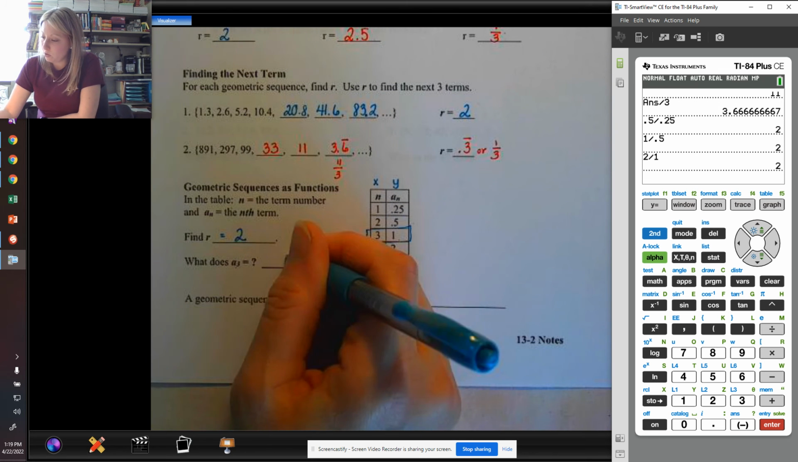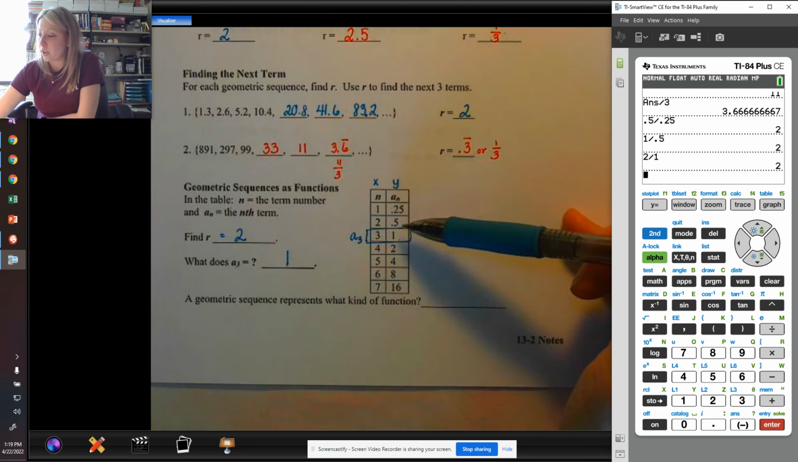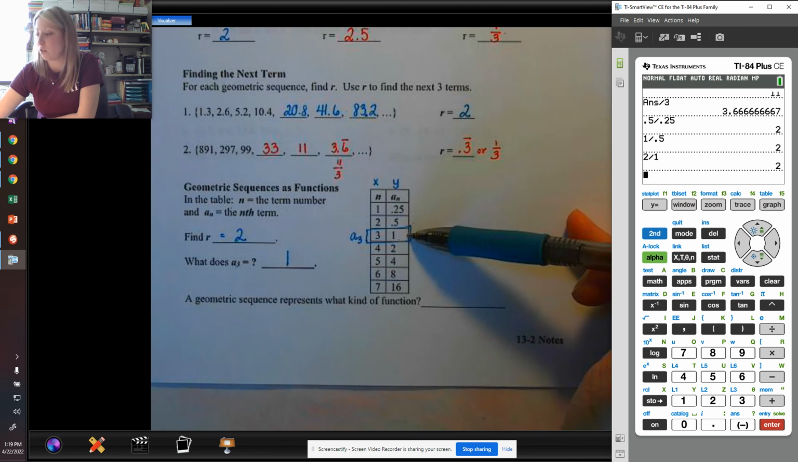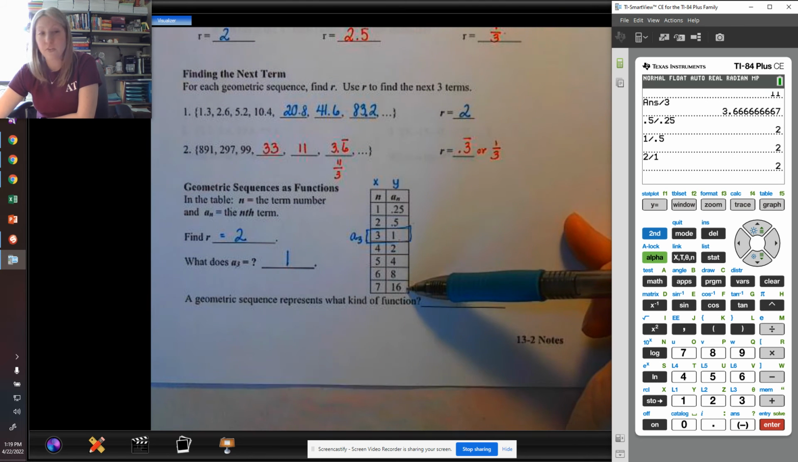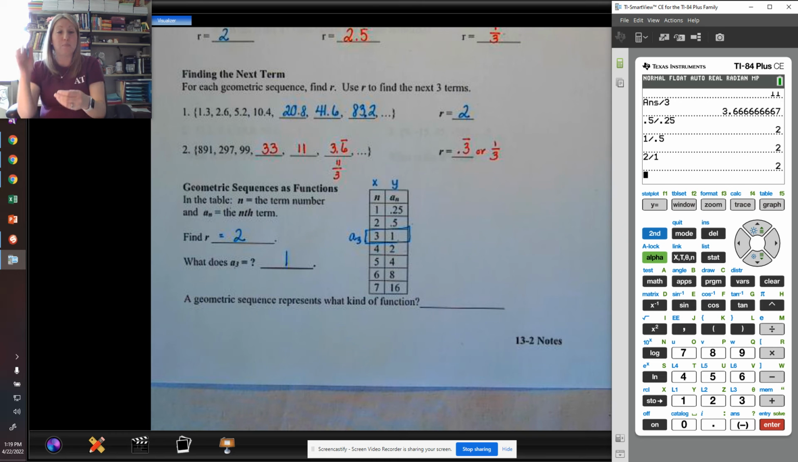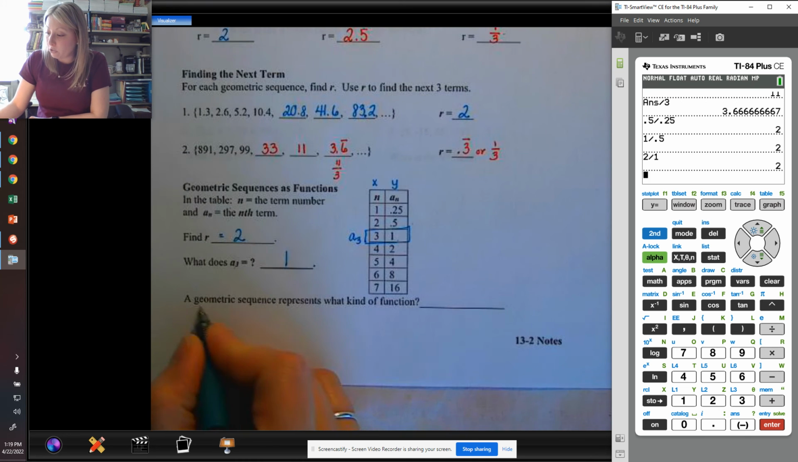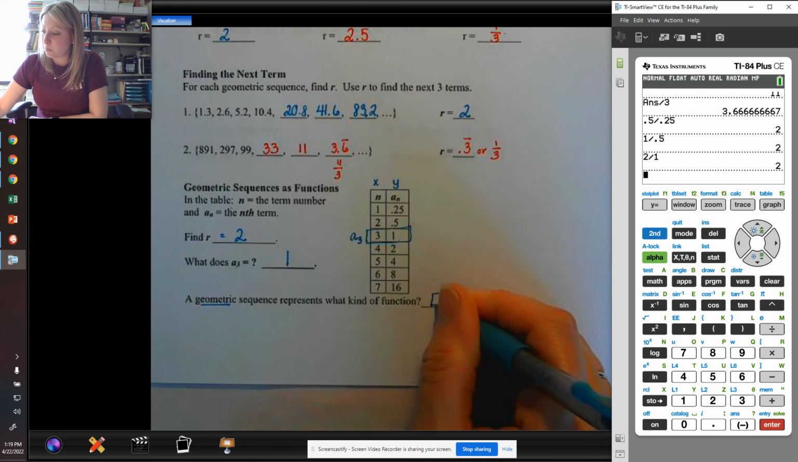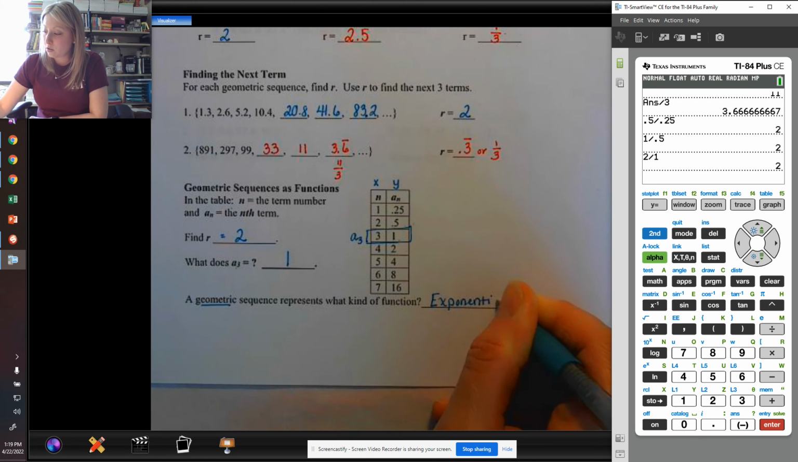It's equal to 1. So let's really look at this, having just left chapter 12 and analyzed our exponential functions. We can see that if our base is the same and our exponent is the change, that we've got an exponential growth function occurring here. So geometric sequences are represented by exponential functions.